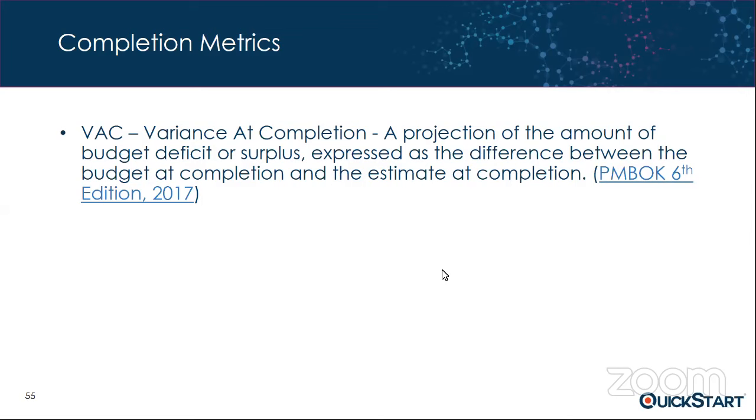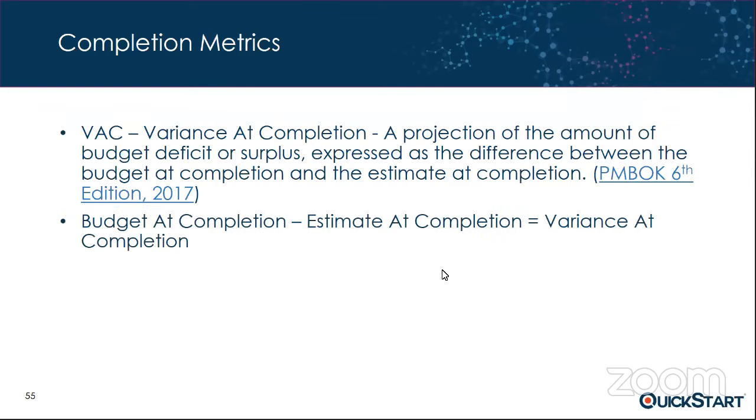So variance at completion is a projection of the amount of surplus or deficit when you get to the end. If we have those 2 numbers, our original plan was 56, our current plan is 68. By simply doing the subtraction, we can see that we're going to be over. Again, it's 12.7, but add your zeros, we're going to be over budget when we get to the end by $120,000. Not good.